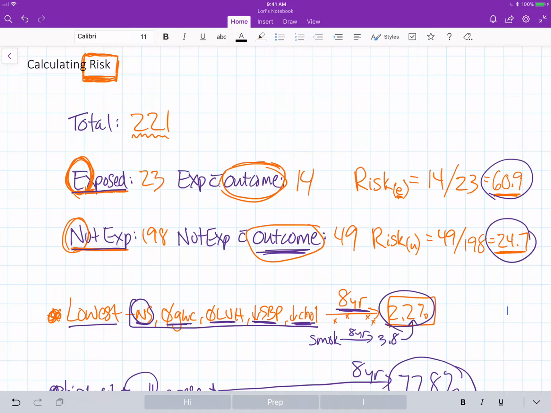Welcome back to this discussion on calculating risk. We are looking at the same scenario where we have a total of 221 at-risk boys, and of those, 23 have been exposed to abuse, unfortunately been exposed, and 198 have not. Those boys were followed forward to see if they developed that specific outcome of a suicide attempt.